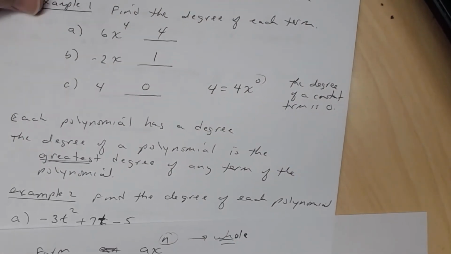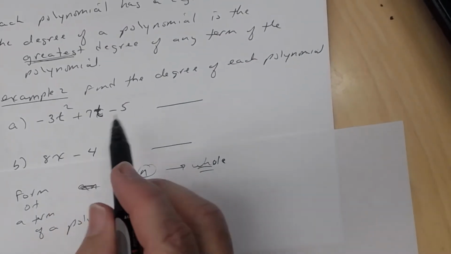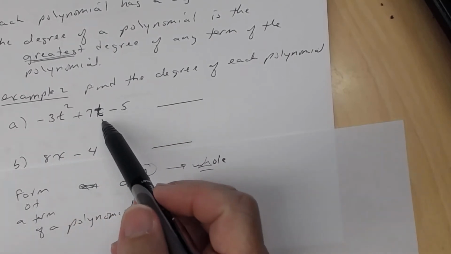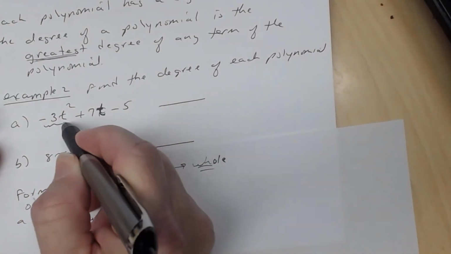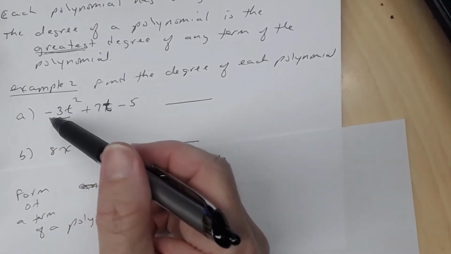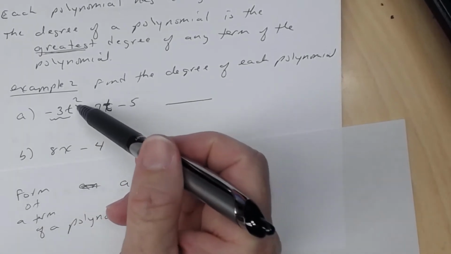All right, so let's look at this example. So example 2, let's find the degree of each polynomial. All right, so listen carefully. What you want to do is find the degree of each term first. So the degree of this term, negative 3t squared. Now notice I'm reviewing some information from previous lessons. I'm discussing what the terms are, so it's important that you do that as well.